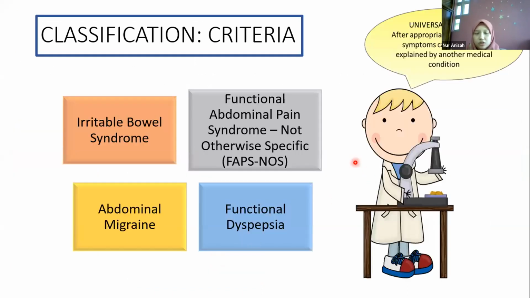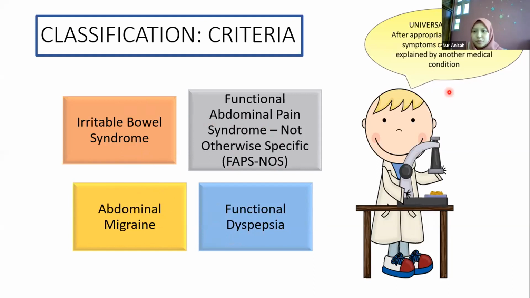And then classification or criteria. There are four types of disease under FAPDs. The first is irritable bowel syndrome, IBS. Second is functional abdominal pain syndrome, not otherwise specified, or called FAPS NOS. And the third is abdominal migraine, and the last is functional dyspepsia. So basically, FAPS NOS is where a diagnosis is made when the symptoms don't fit any other three diagnoses, the IBS, AM, and FD.